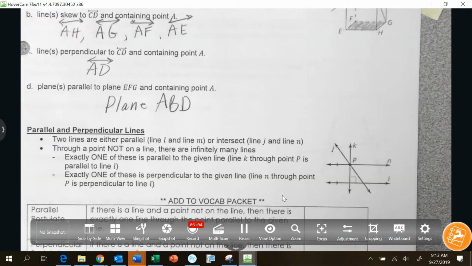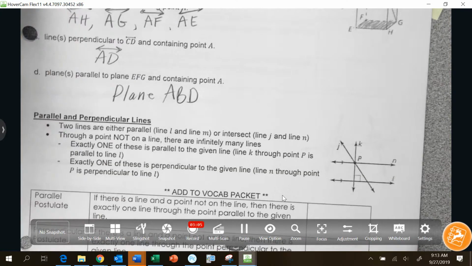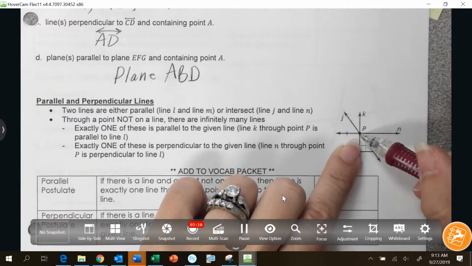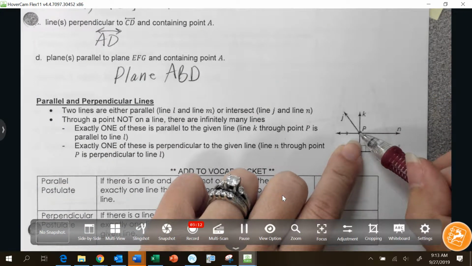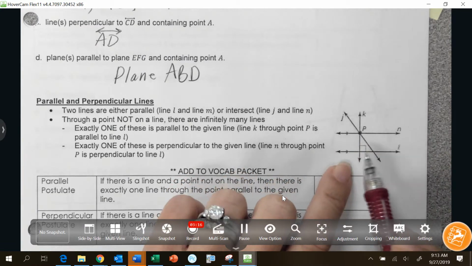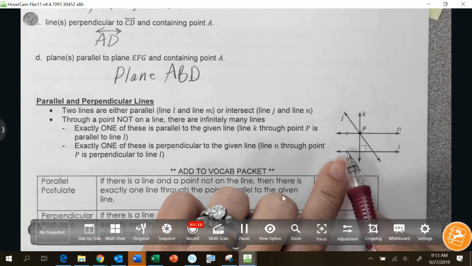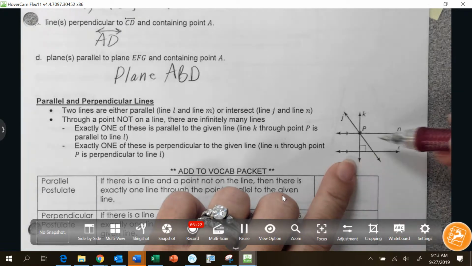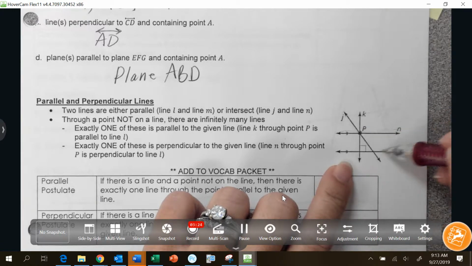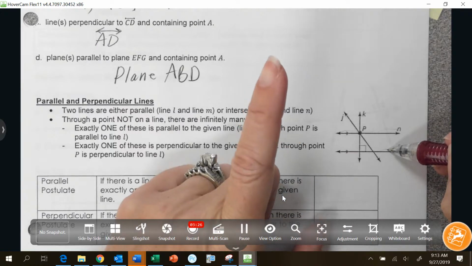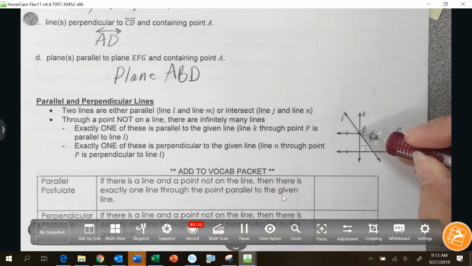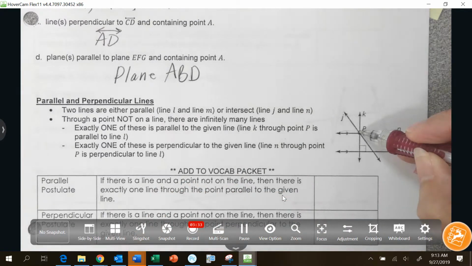Good. Next talks about parallel and perpendicular lines. If we have any point, there are infinitely many lines that pass through this point. But if we have any point that is not on a line, there's only one line that will be parallel to this other line, and there's only one line that will be perpendicular to this other line that goes to that point. So this is the parallel postulate and the perpendicular postulate.